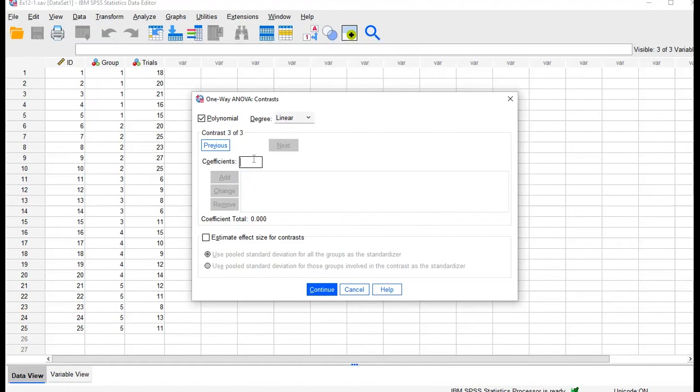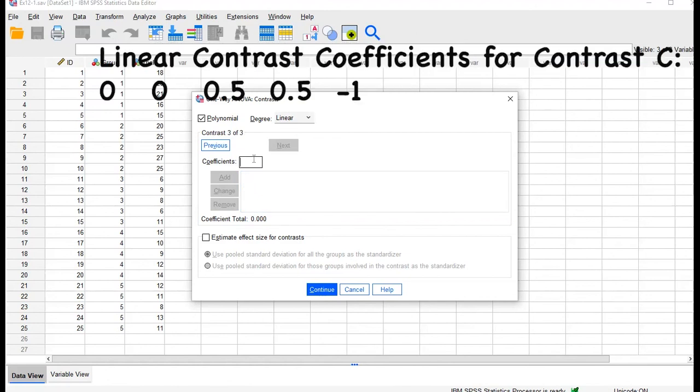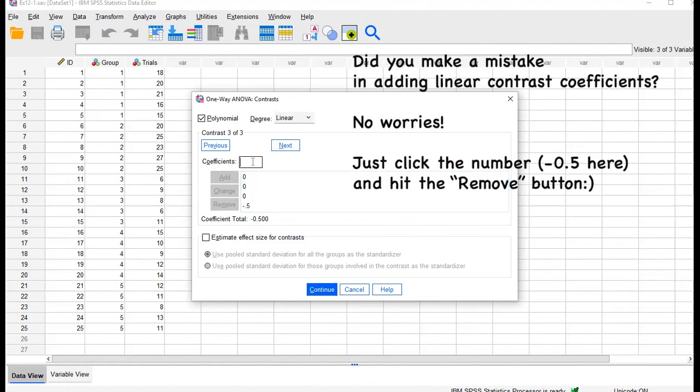Next, my third contrast was 0, 0, 1 half, negative 1. So 0, 0, 0, negative 1 half is negative 0.5. Oh, that is 0.5. So I made a mistake. I need to remove it and then add 0.5, add 0.5, add. Okay, you need to keep checking the coefficient total. This one should be 0. And then we need to add 1 at the end.